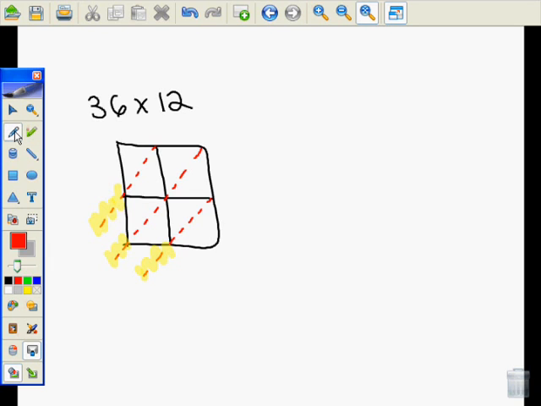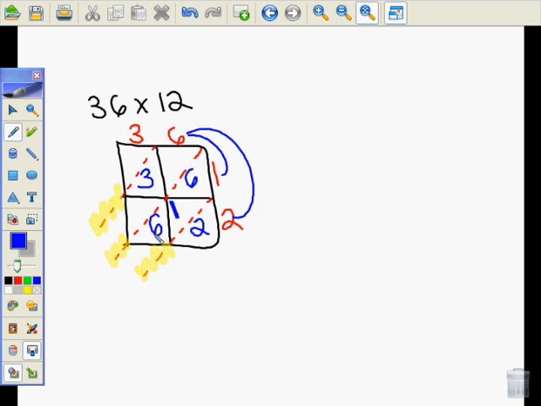Alright, let's see what you came up with. So I'm going to put 36 at the top right here and 12 on the side. I'm going to multiply 6 times 1, which gives me 6. 1 times 3 is 3. And then 2 times 6 is 12. So my 1 right here is up in this tens place within this box. And then 3 times 2 is 6 again.